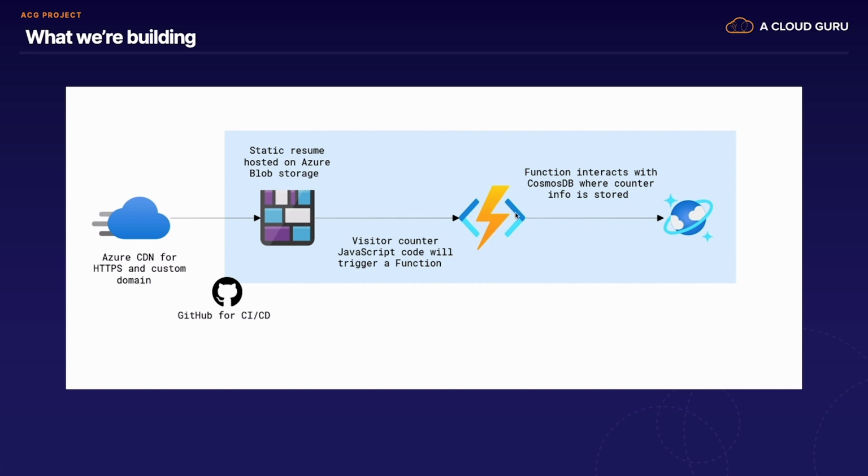This Azure function is going to interact with Azure CosmosDB, which is the database service we'll be using to store our visitor counter info. We're going to be using Azure CDN to enable features like HTTPS and custom domain support for our static site that is deployed on Azure Blob Storage. And finally, for all our CI/CD tooling, we're going to be using GitHub. Let me now show you an example of what we will end up with once we finish this project.